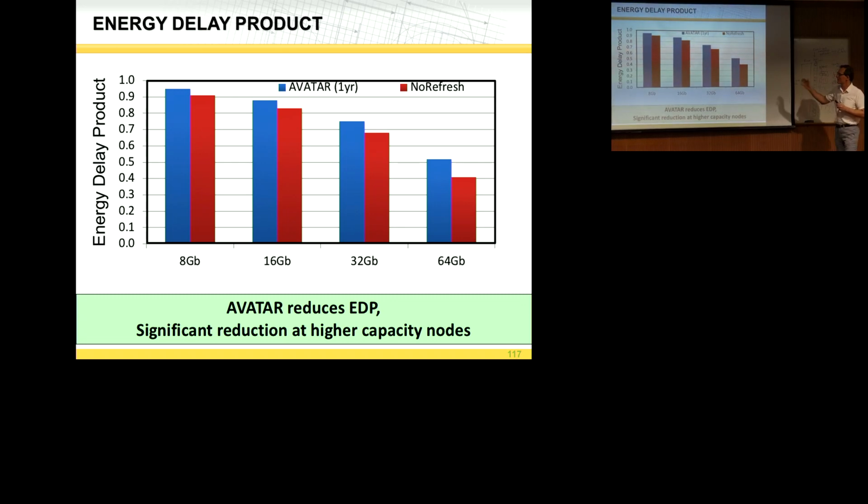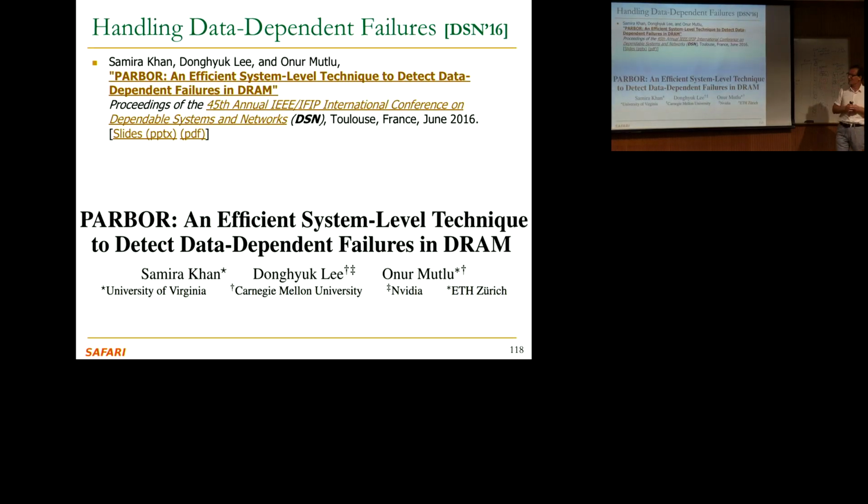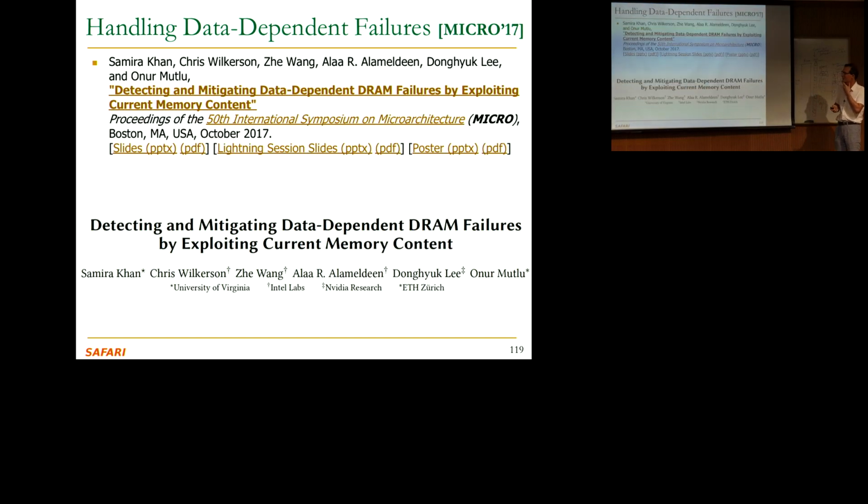Okay, so there are more works actually. There are more ideas that are needed. This basically looks at detecting data-dependent failures. I'm not going to cover the data-dependent failures. This is a very hairy part of DRAM, I think, data dependence. But if you're interested, you can take a look at the paper.